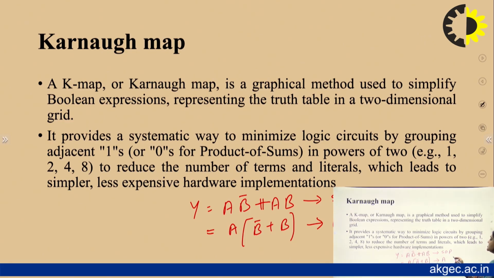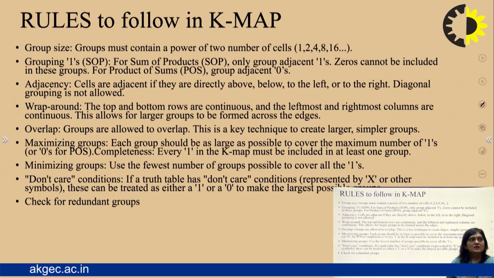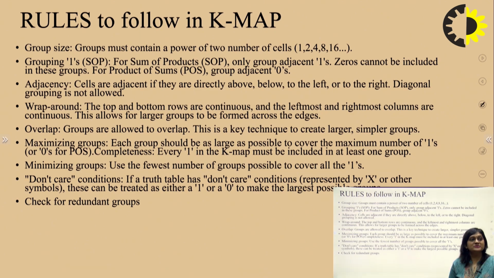And if the expression is in the form like a plus b bar and a plus b, then the expression is in the POS form. We can also simplify the expression in the POS form with the help of the K-map. So these are the rules for the K-map. Like we know, group size must contain a power of 2 number of cells: 1, 2, 4, 8, 16.